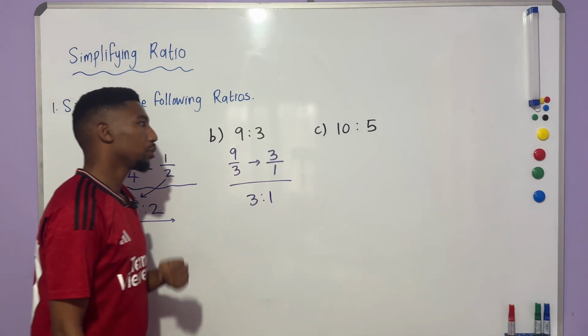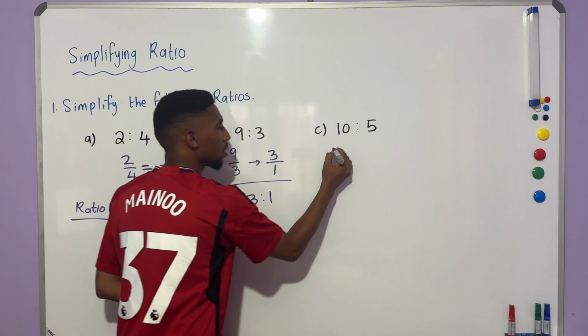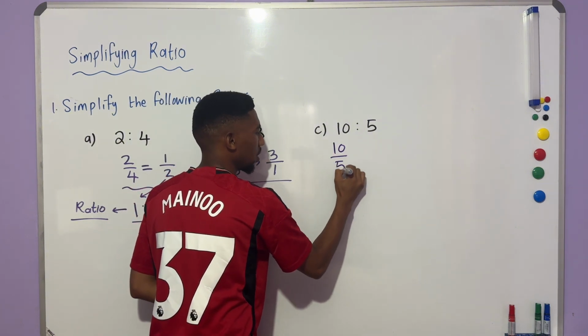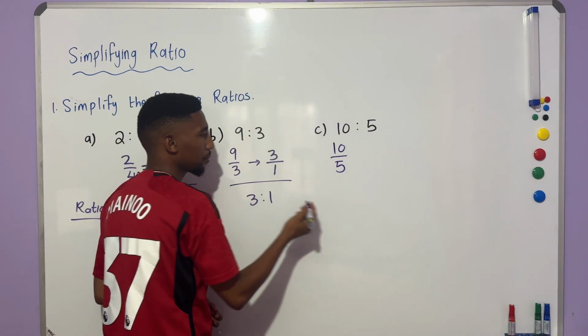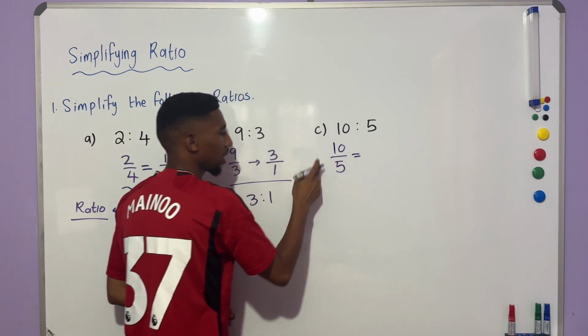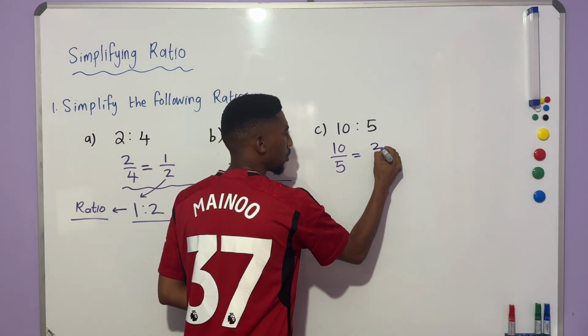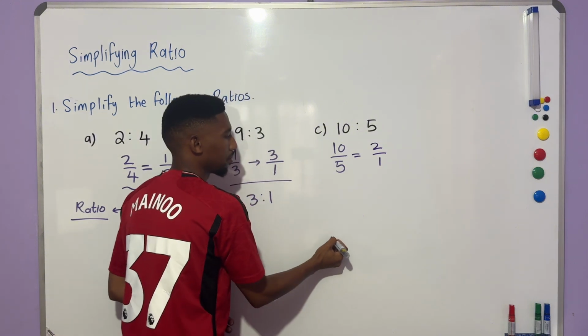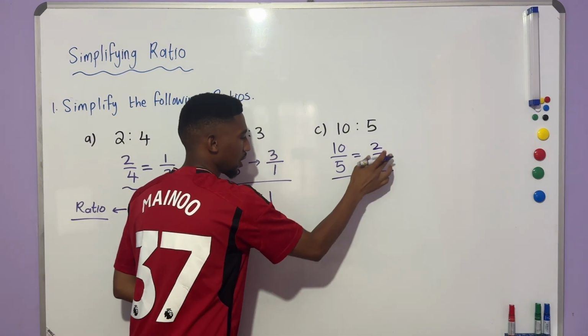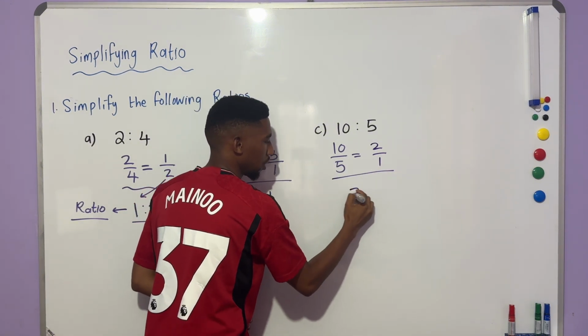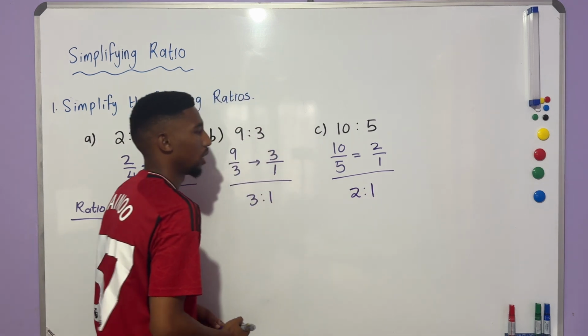Okay, let me do another example over here. We have 10 over 5. I converted that to a fraction, and then I simplify this fraction. I can divide both sides by 5, so I have 2 over 1. And I can rewrite that as a ratio 2:1.